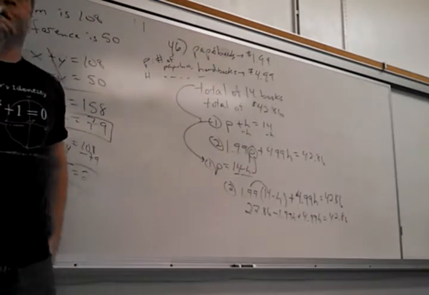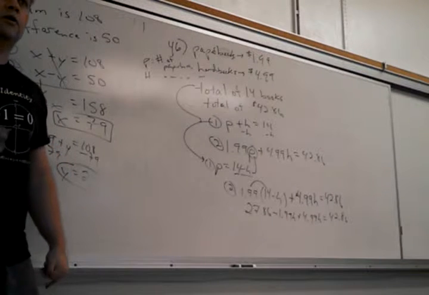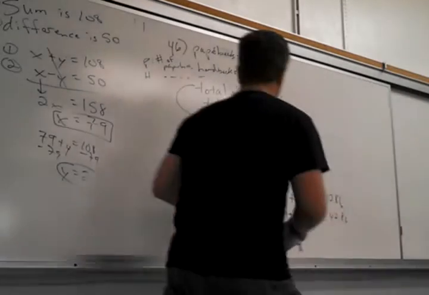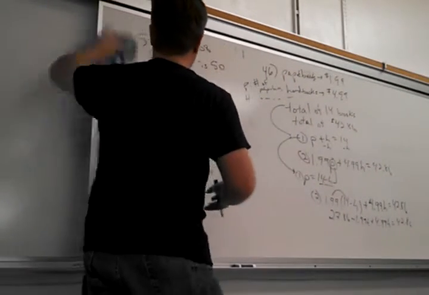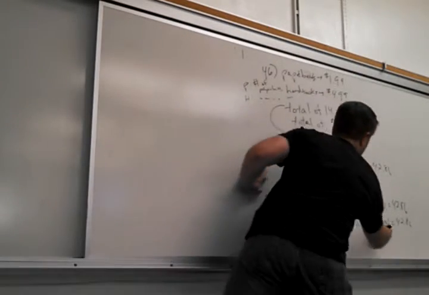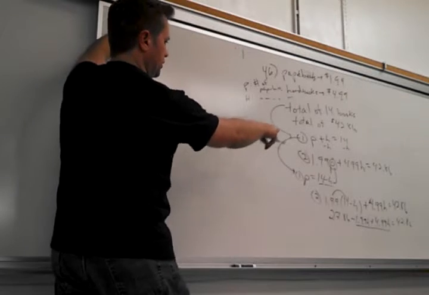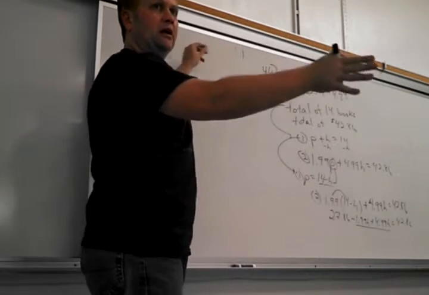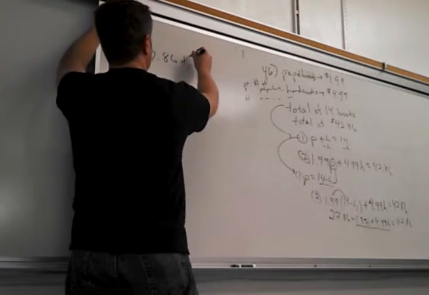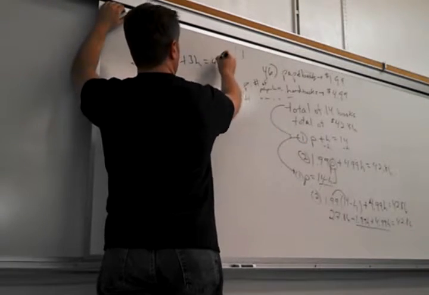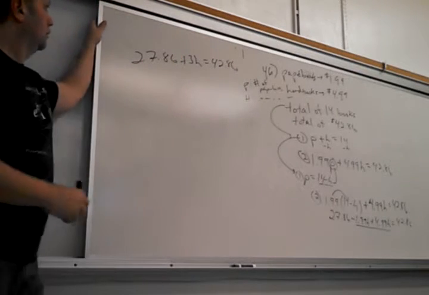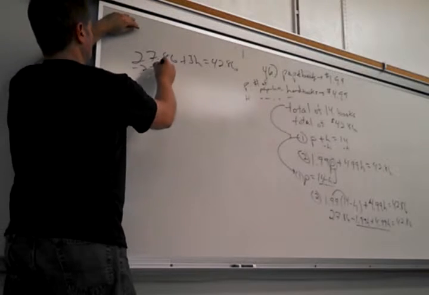I don't care how ugly the numbers get. The process I use to solve an equation never changes. So what can I do here? Yeah, so negative 1.99 plus 4.99 is 3. I like it. So that's nice. 27.86 plus 3h. Yeah, minus 27.86. I like it.